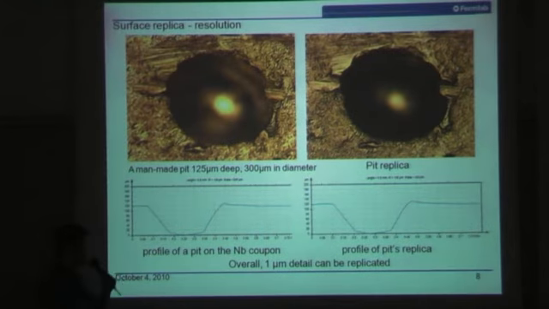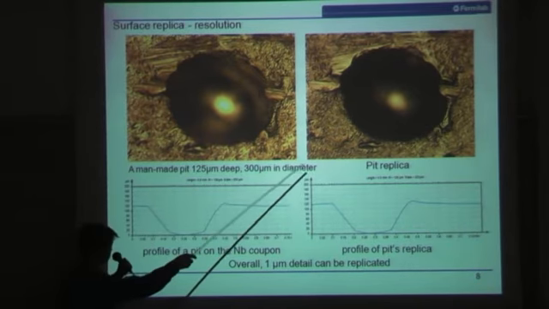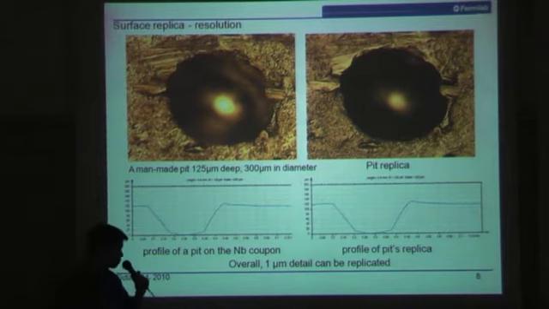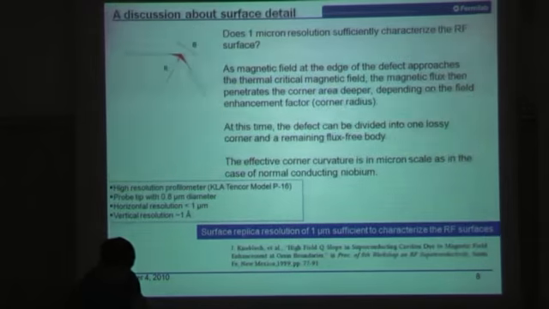Here's the verification of the detail of the replicated material. We use a man-made pit on a Niobium sample, and then we made a replica out of it. We compare these two. We can claim even better than 1 micron sometimes.